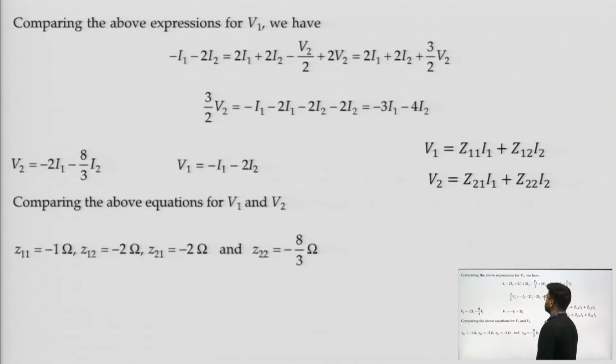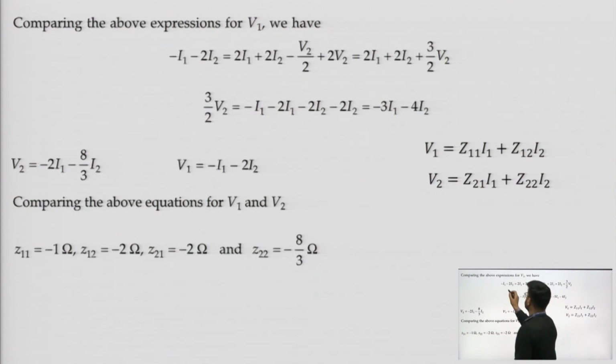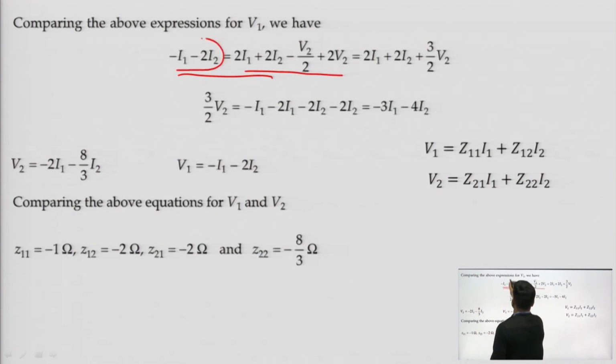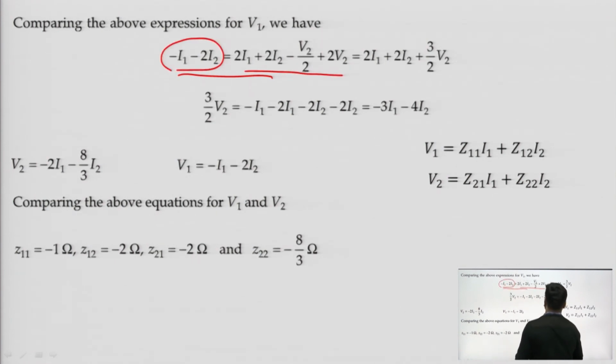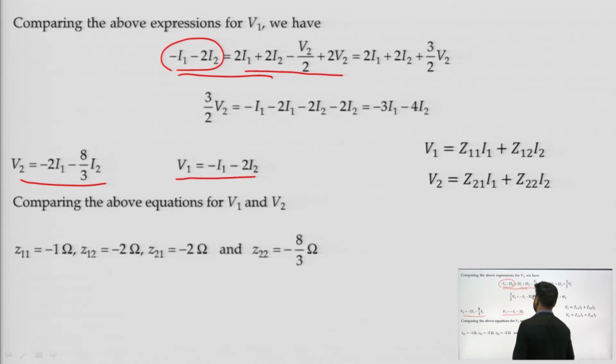Now comparing, we have the equation of V1 here and the equation of V1 here, so we will equate both the equations. On equating both, we will get another equation for V2 in terms of I1 and I2. The first equation we have obtained is V1 equals minus I1 minus 2I2.